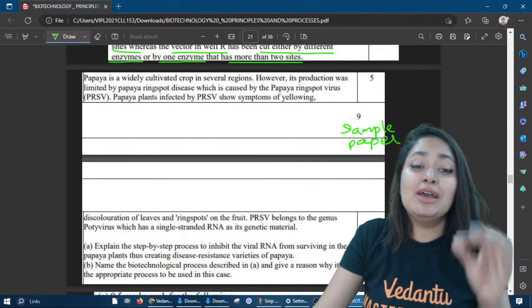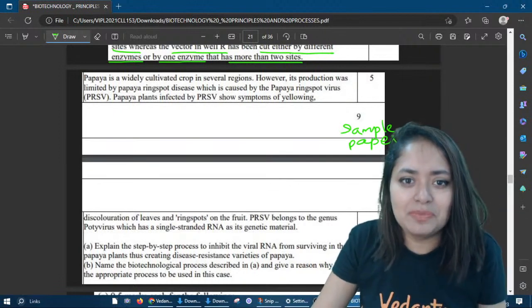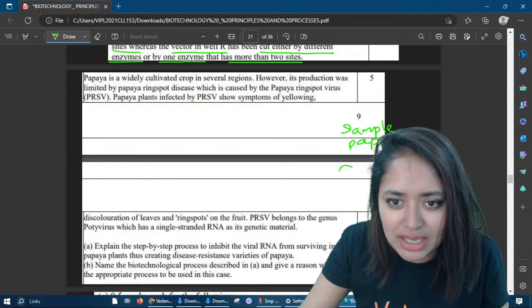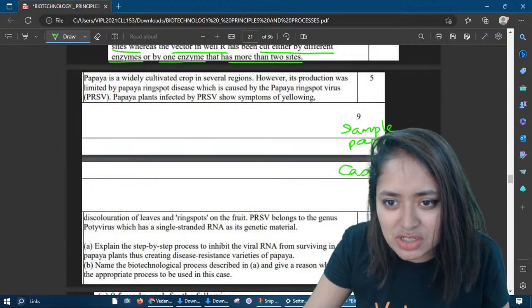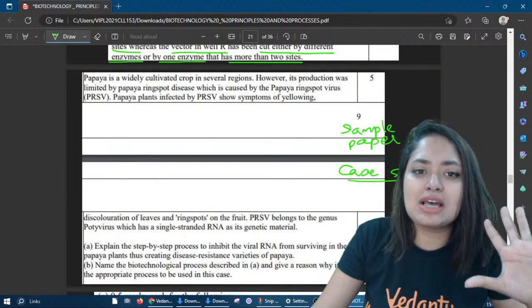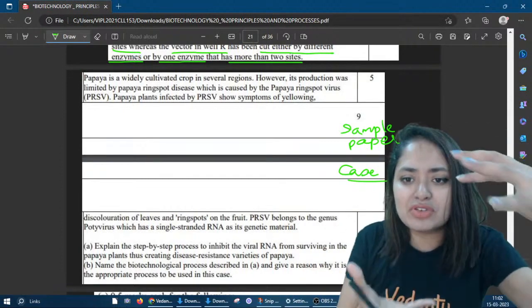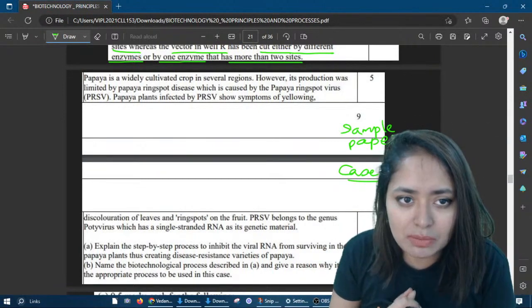Ma'am, nahi hai syllabus mein. Bacho, promise ye syllabus mein hai. Papaya ke baare mein kidhar likha nahi hai. Isko bolte case study question. Aise hote case study question. Kal exam mein aise questions aayenge to darna nahi hai. Bahut asaan hota hai. Aapko bas darane ke liye this entire paragraph is given, so that they can scare you a little bit.